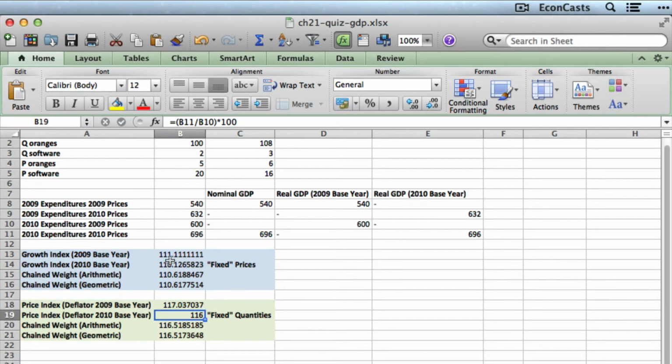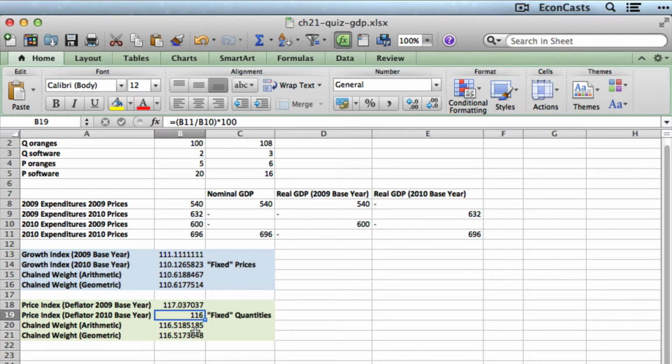If instead we'd use 2010 as the base year, it's a similar calculation, but now we use 2010 expenditures. Remember, we're fixing the quantities, so we're going to allow price to change. So we just take the nominal GDP in 2010 prices over the nominal GDP in 2009 prices, and we get an index of 116. So that indicates that we have a 16% increase in prices from 2009 to 2010.